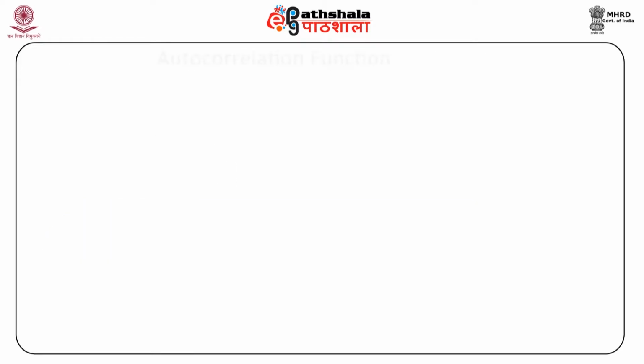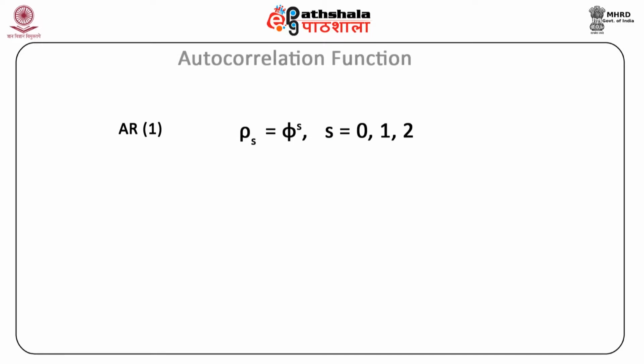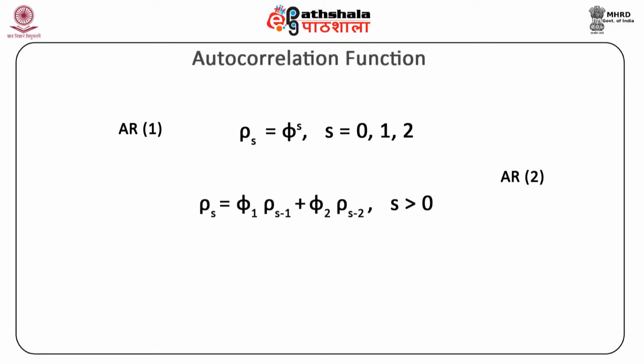Now we will study how autocorrelation looks. For an AR(1) process defined in our equation 1, the autocorrelation function, or ACF, is given as rho s equal to phi raised to the power s, where s is 0, 1, 2, and so on. And for an AR(2) process, the ACF is given as rho s equal to phi 1 rho s minus 1 plus phi 2 rho s minus 2, and s is greater than 0.